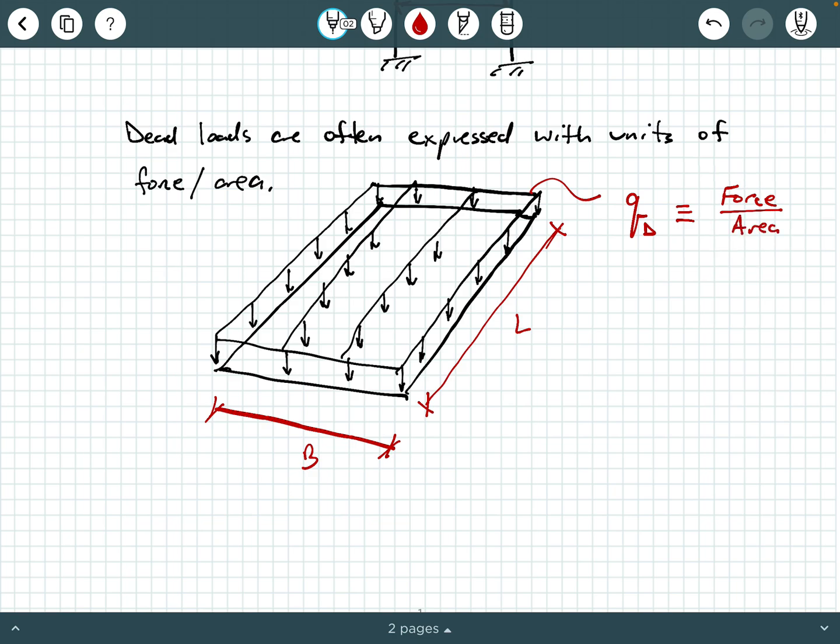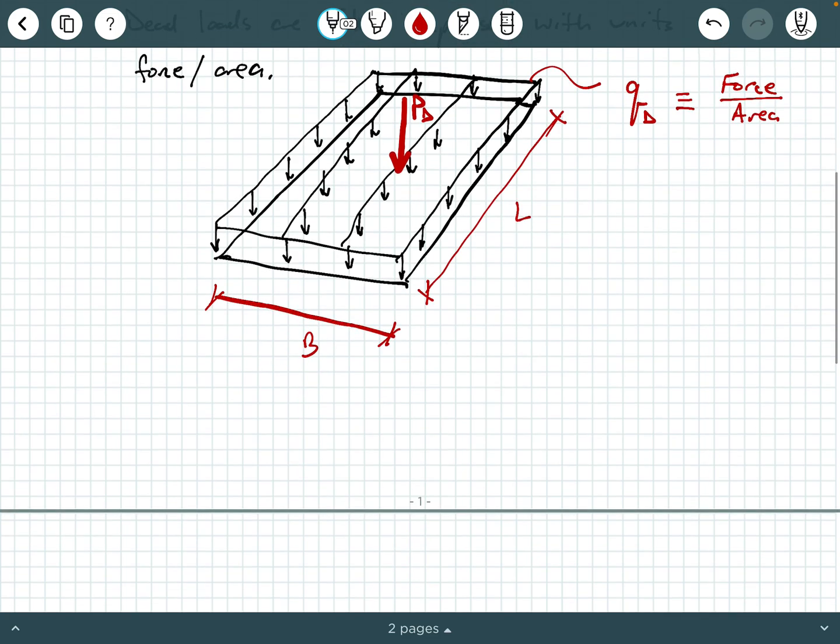Okay, now if we want to collapse this into a single resultant point load acting right through the centroid of that area, let's call that P sub D for P dead. How can we do that? Well, we can say P dead equals that surface dead load Q dead times the area over which it's acting. Well, that area is the surface area that Q dead is acting over. So we can call that Q dead times B times L. And of course, we would see that P dead comes out with units of just force.